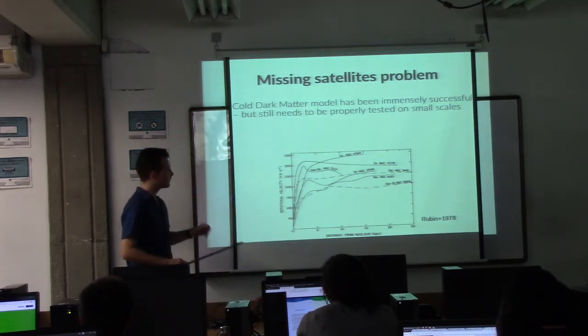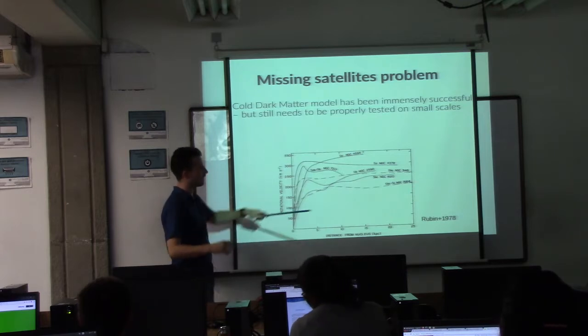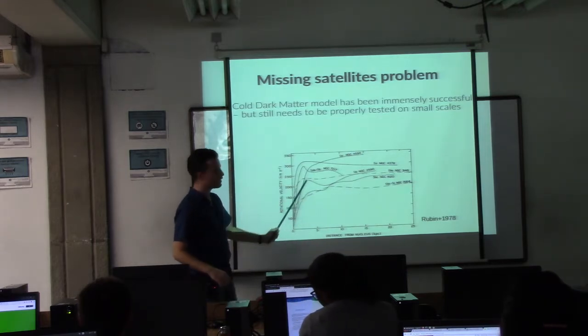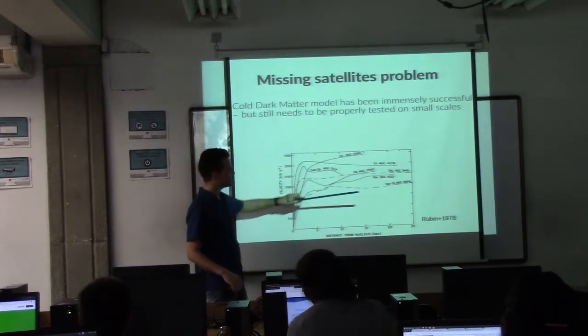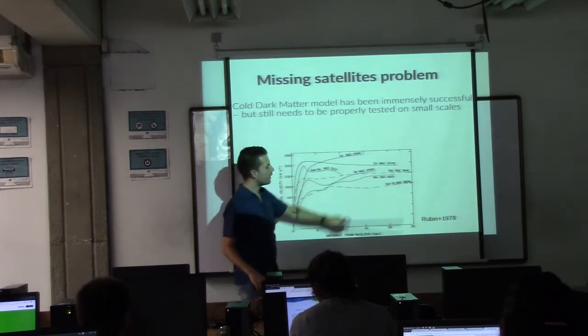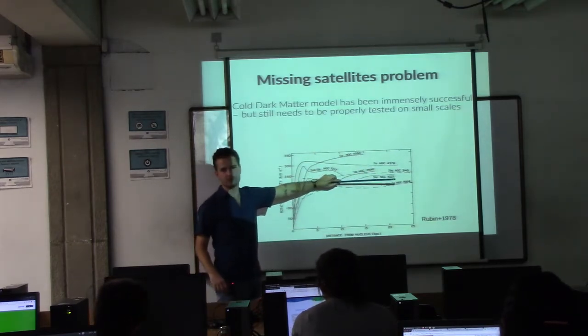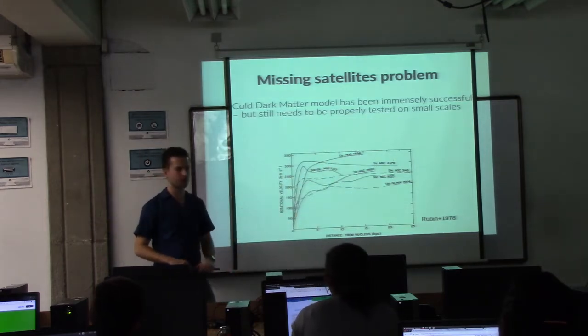To explain again what is happening here, the motivation for dark matter comes from the fact that rotation curves of many galaxies rise up very quickly in the center, but then they stay flat in a region well beyond all the stars and gas. And for this, you need a spherical dark matter halo.